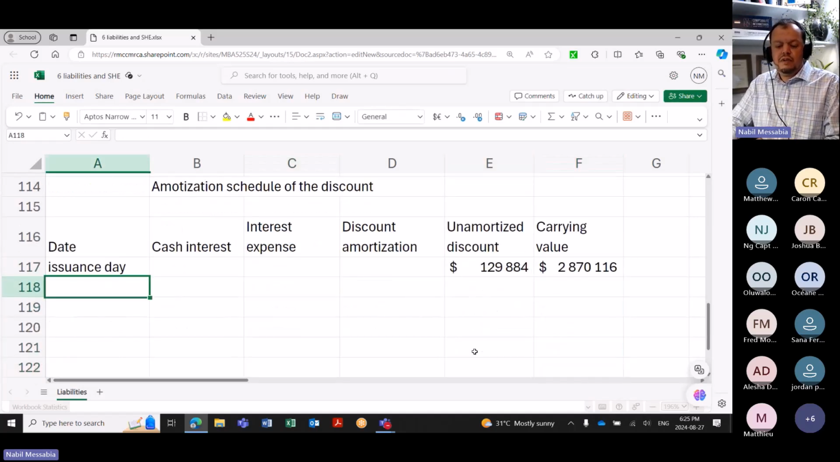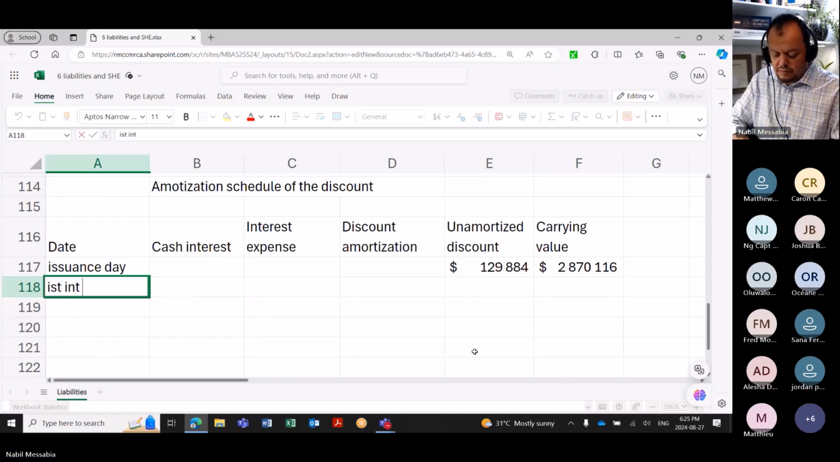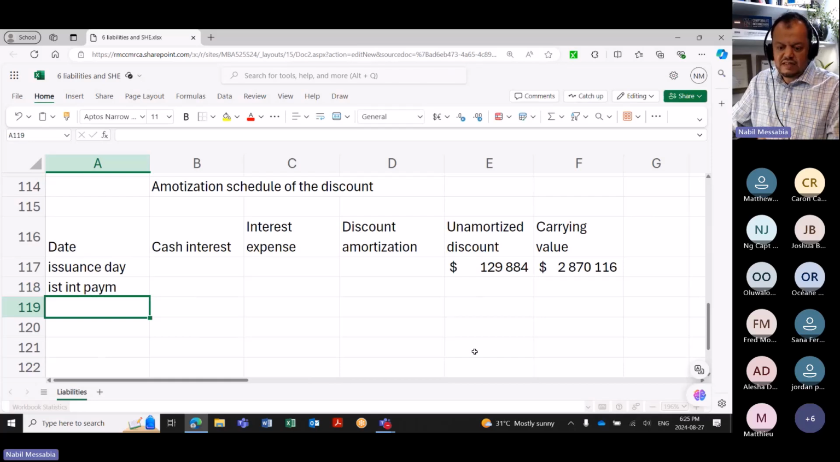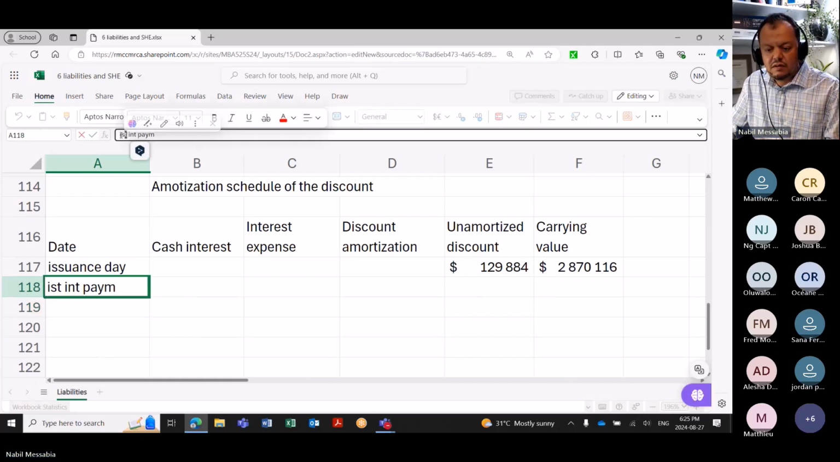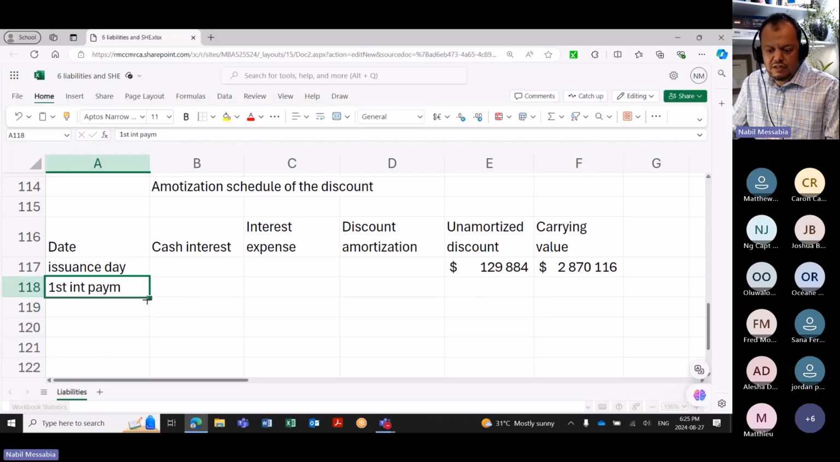And now, first interest payment, second interest payment, third interest payment. This is the amortization schedule until the fifth interest payment.